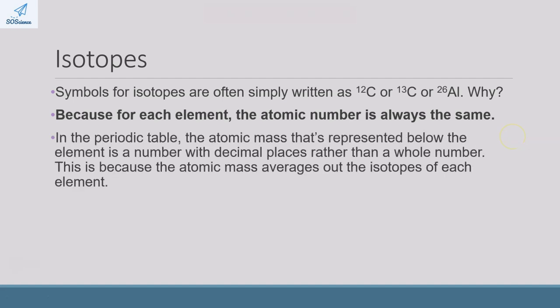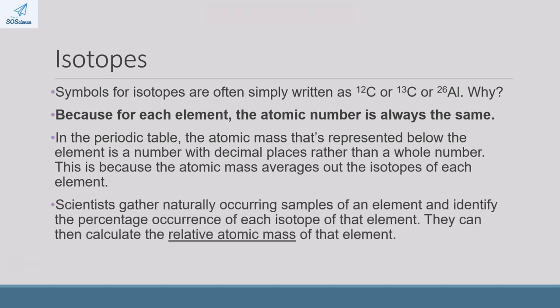In the periodic table, the atomic mass that's represented below the element is a number with decimal places rather than a whole number. Now, I know that the periodic table that you work with generally doesn't include any decimal places and only includes whole numbers. However, many periodic tables represent an atomic mass with decimal places, and that number with decimal places represents the atomic mass averages of all the isotopes of that element.